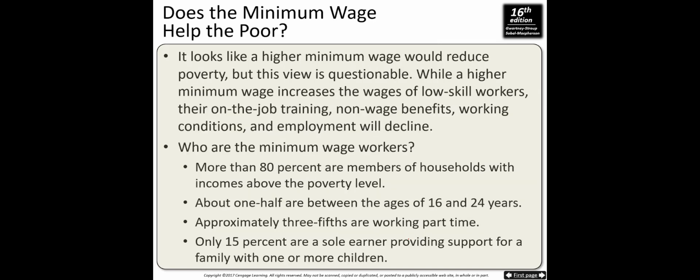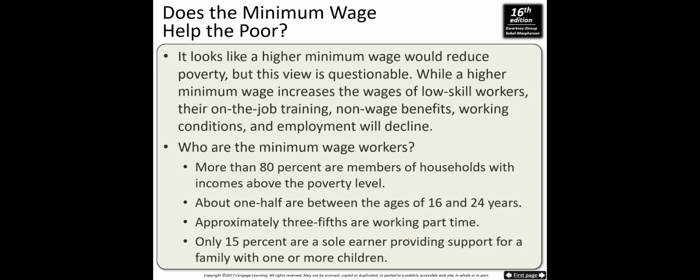Does the minimum wage help the poor? Depends. Actually, we need to understand who these minimum wage earners are. It looks like a higher minimum wage would reduce poverty, but this view is questionable. While a higher minimum wage increases the wages of low-skilled workers, their on-the-job training, non-wage benefits, working conditions, and employment will decline. Who are the minimum wage workers?